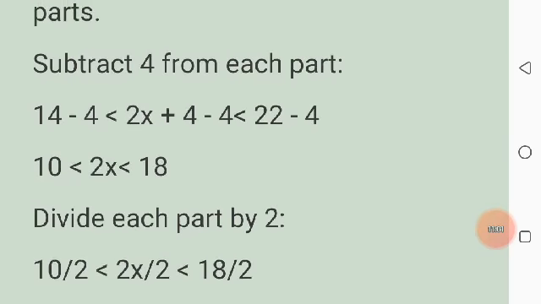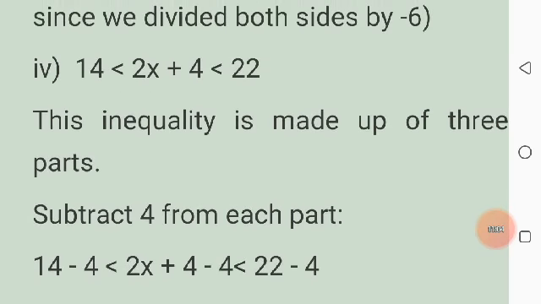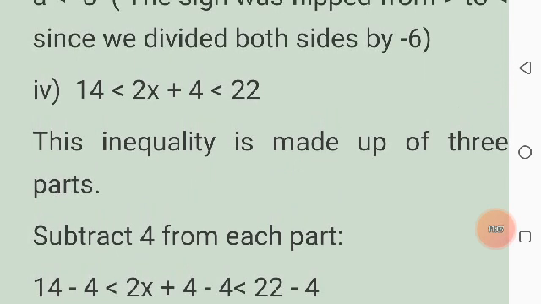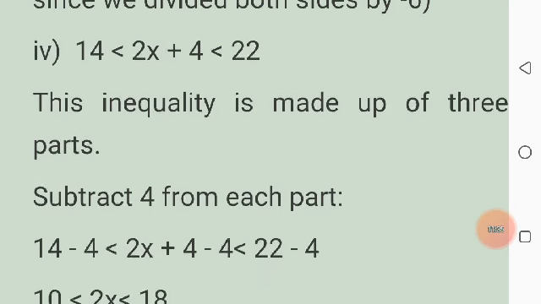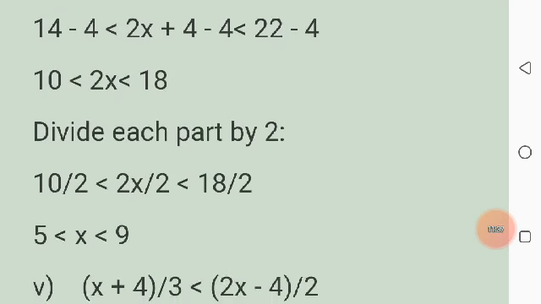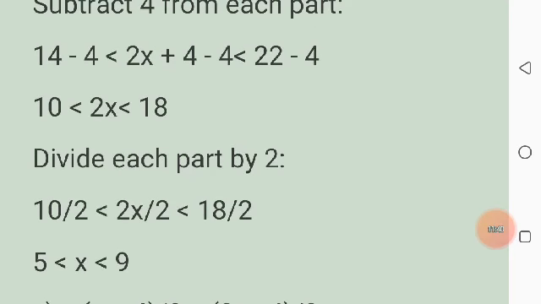Alright, this is one way to solve this, which is simpler. The other way is to divide the inequality into 2 and solve them separately and then combine them later. So we are going to have 14 is less than 2x plus 4 as one inequality. Then we have the other inequality as 2x plus 4 is less than 22. So you solve them separately and then combine them together, and you get this final answer. But this is easier.